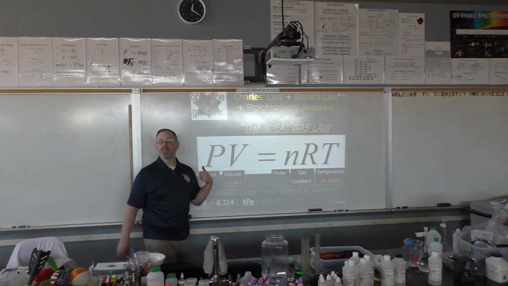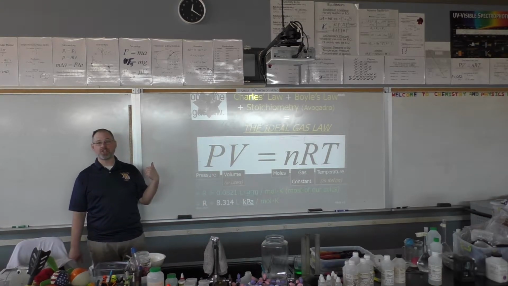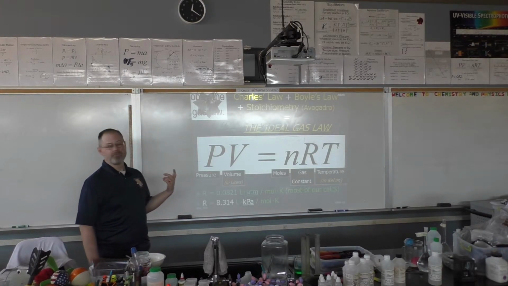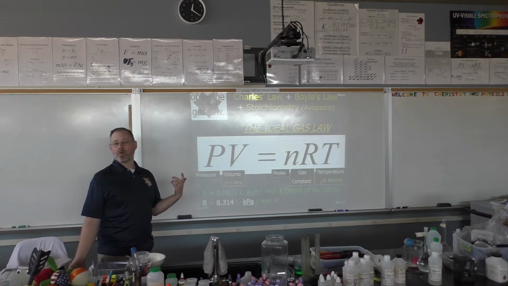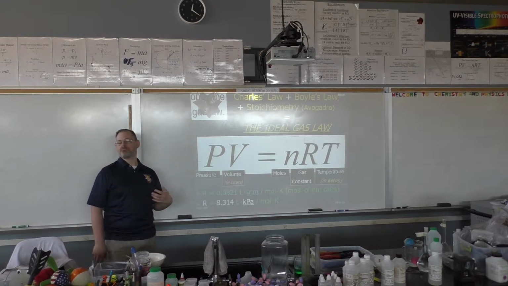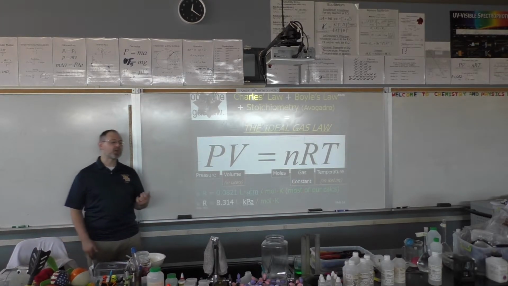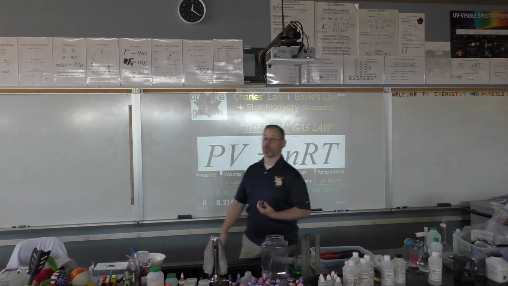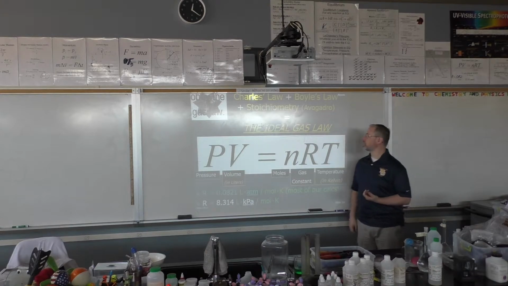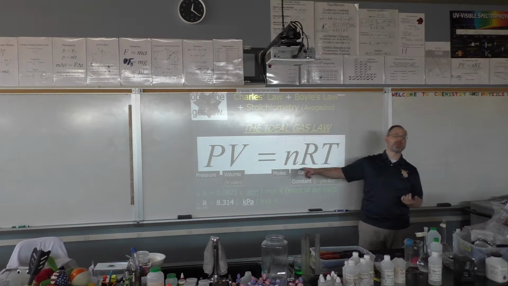So, you guys investigated this in your simulation and in your lab. PV equals nRT, this is the ideal gas law. And it's pretty straightforward. Five variables. One of them is a constant, and the rest are pretty easily labeled. The thing you got to remember about the ideal gas law is the R value depends upon pressure. Okay, volume's always going to be in liters, temperature's always going to be in Kelvin. The R value is going to depend upon pressure.